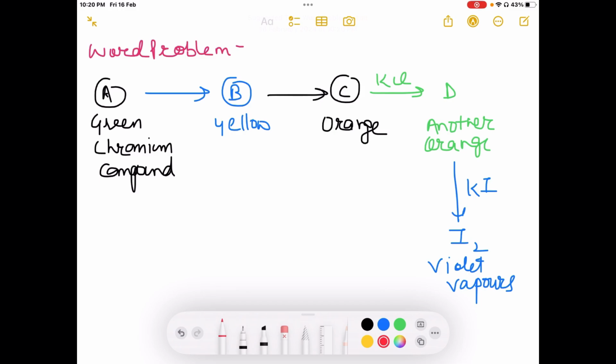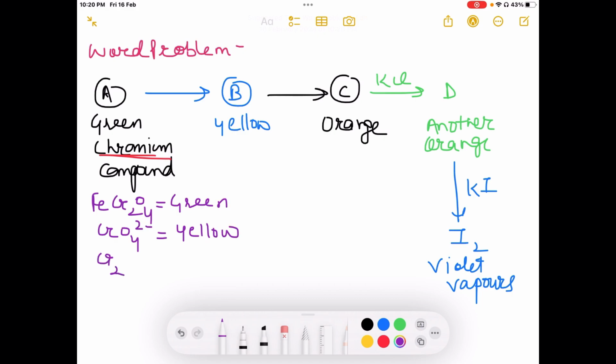So in this case, chromium compound, green color. Let's make a help box here. Chromite, FeCr2O4, is green. Chromate, whether sodium chromate or potassium chromate, is yellow in color. Dichromate, whether sodium dichromate or potassium dichromate, the resulting color is orange. So a green colored chromium compound is a chromite.